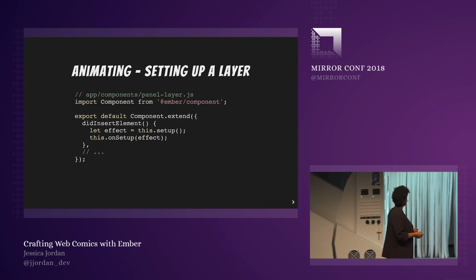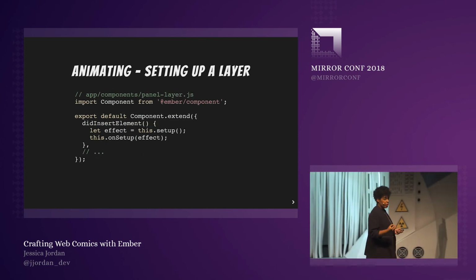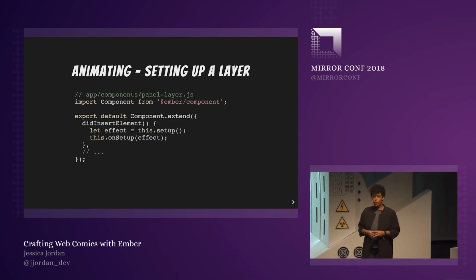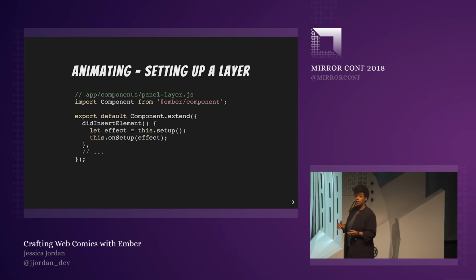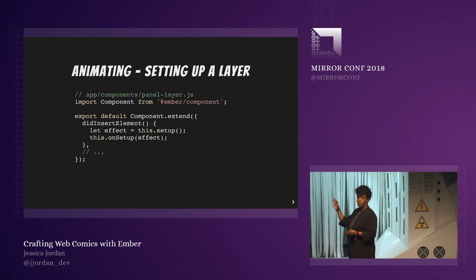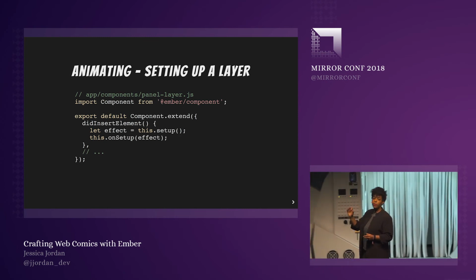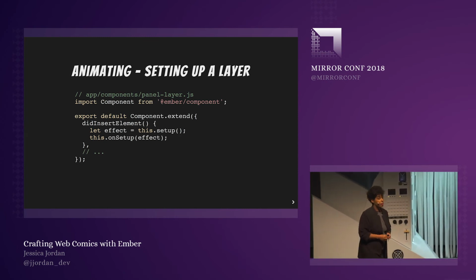Later on, I can use one of the lifecycle hooks that are provided by the component API. I use the did insert element hook to create the keyframe effect, and it will only be created once my component has fully rendered and the DOM node for my component is also available. And then I will call an onSetup function that has been passed into my component from the comic panel, which is the parent component of my comic panel layers.